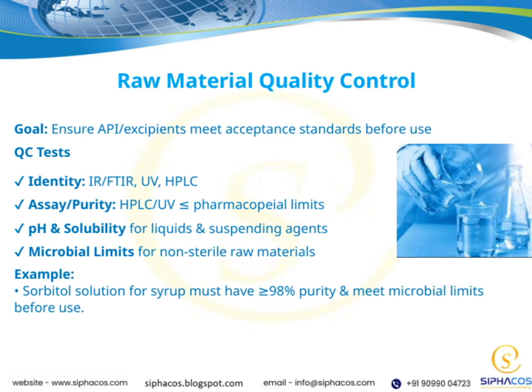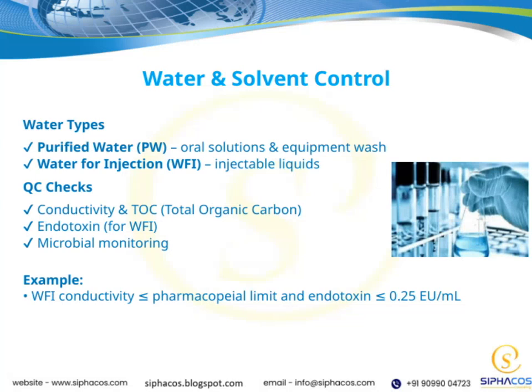For example, take sorbitol solution used in syrup. It must have at least 98% purity and also meet microbial limits before it can be used. This example highlights how strict quality control ensures only suitable materials enter the manufacturing process, ultimately contributing to a safe and effective medication. Let's take a closer look at water and solvent control.